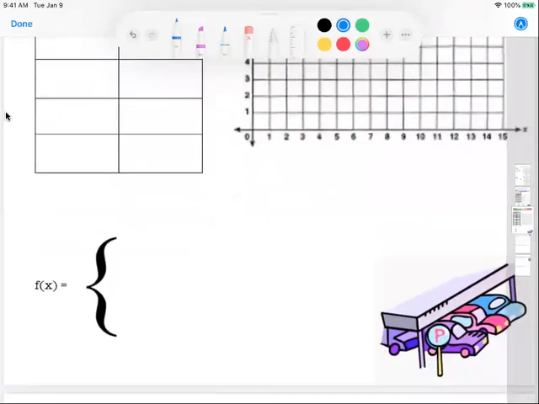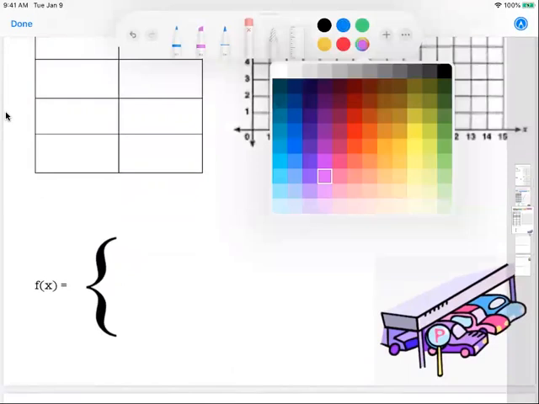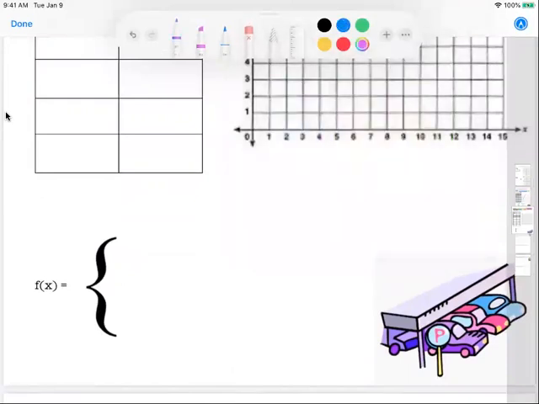So f of x is going to equal 4. So the price is $4. I wanted purple. I think my first part was purple. So f of x equals 4 if we park from 0 to 1, and that includes 1 hour. Excuse me, x is less than or equal to 1.